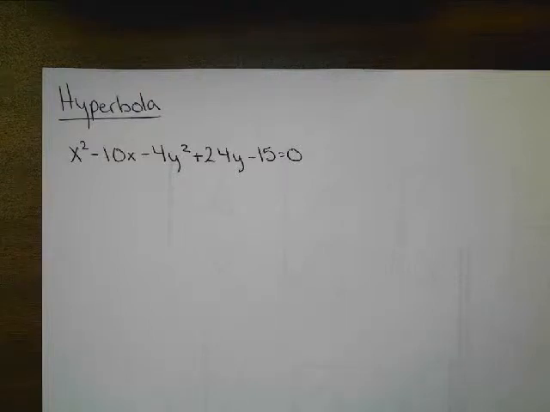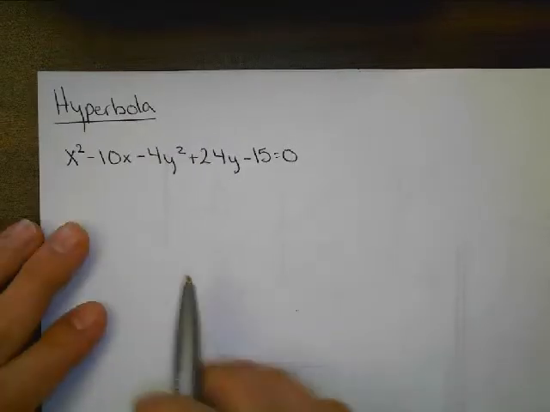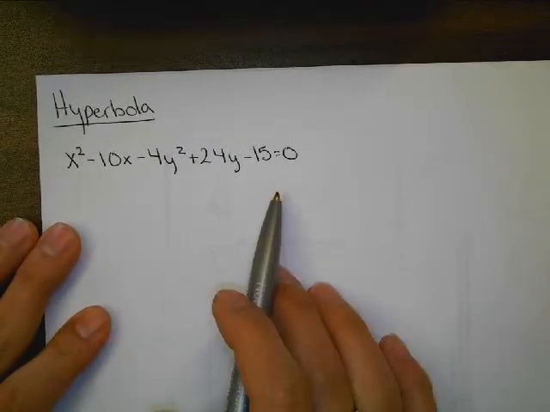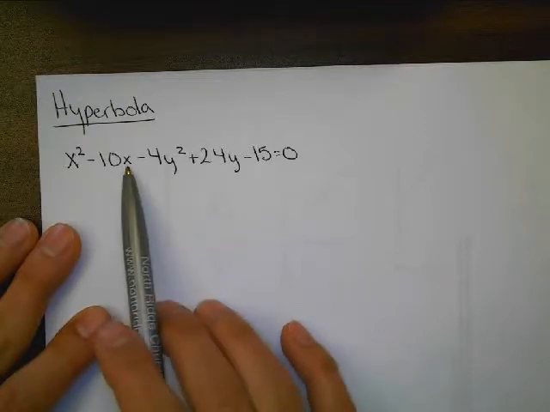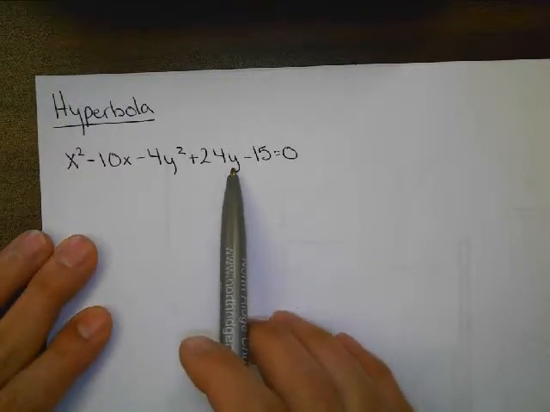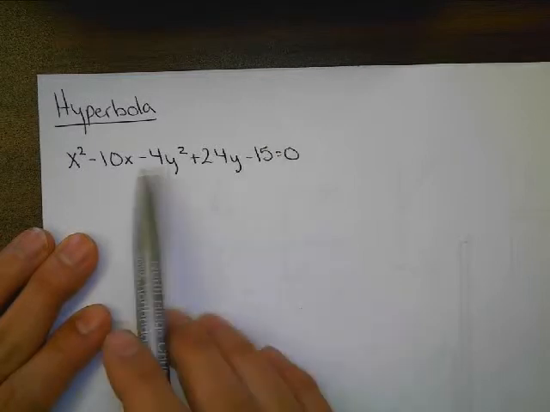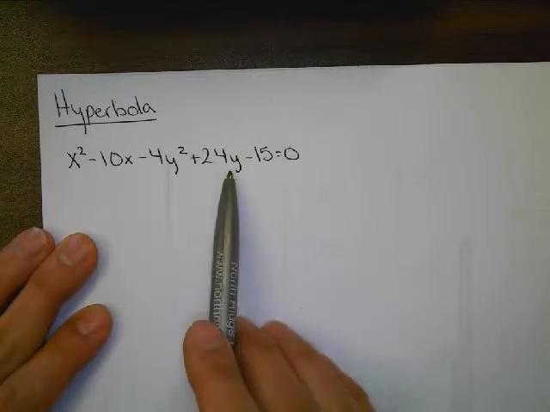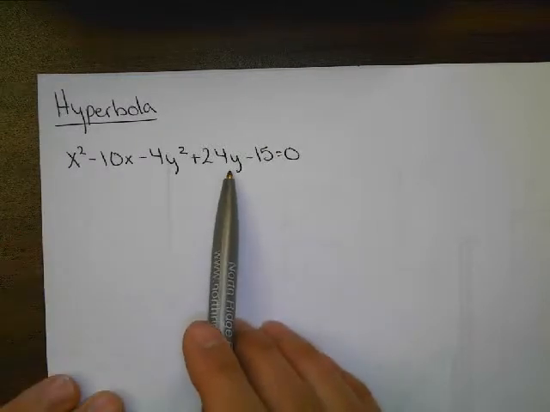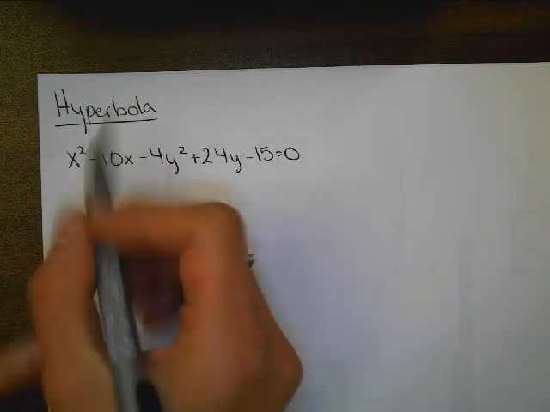Today we're going to talk about how to find all the parts of a hyperbola. So I have my equation of a hyperbola here. Now you'll notice the x is not complete and neither is the y. We just have this constant here, but we need a constant for our x and our y. So we're going to have to complete the square. So I'll do that now.